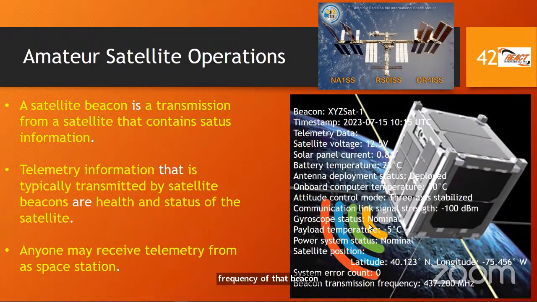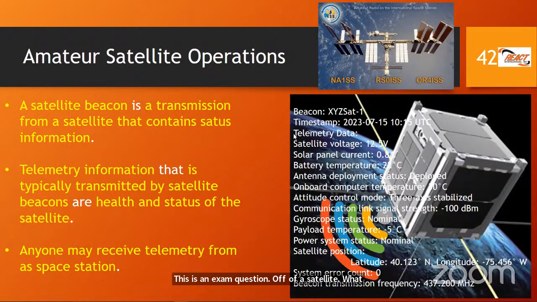So what does it contain? It contains status information. So again, we have a little typo here. Sorry about that, folks. A satellite beacon is a transmission from a satellite that contains status information. This is an exam question. Beacon off of a satellite. What does it contain? Status information.